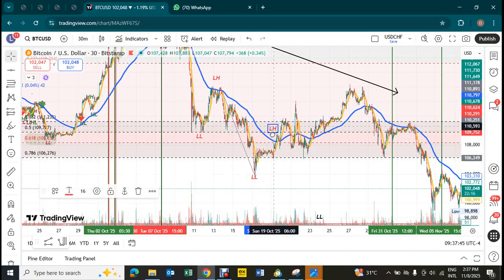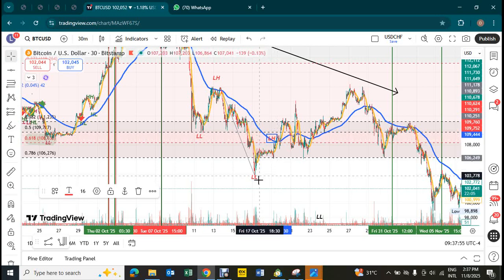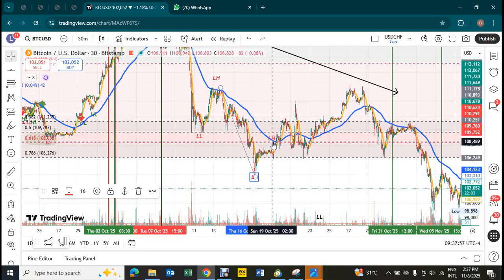that we can now put our LH at this level. We can start looking for sells at this level, because when you have a lower high up, we're looking to sell. When you have a lower low at the bottom, we're looking to buy. LH, we're looking to sell. LL, we're looking to buy. So now at this LH, we are looking to sell. That's how it goes on and on.